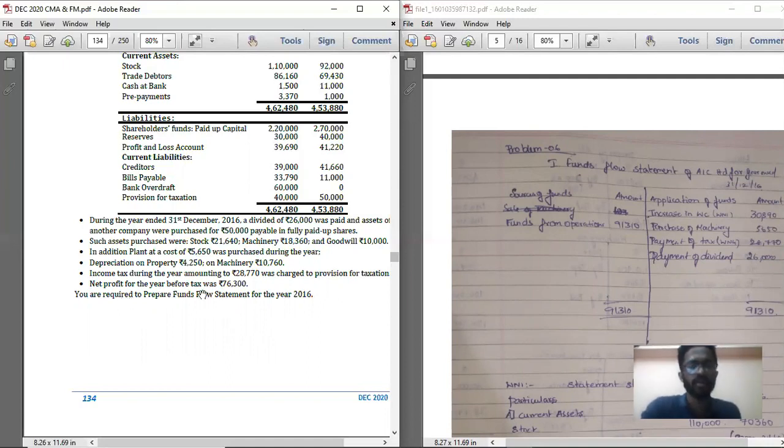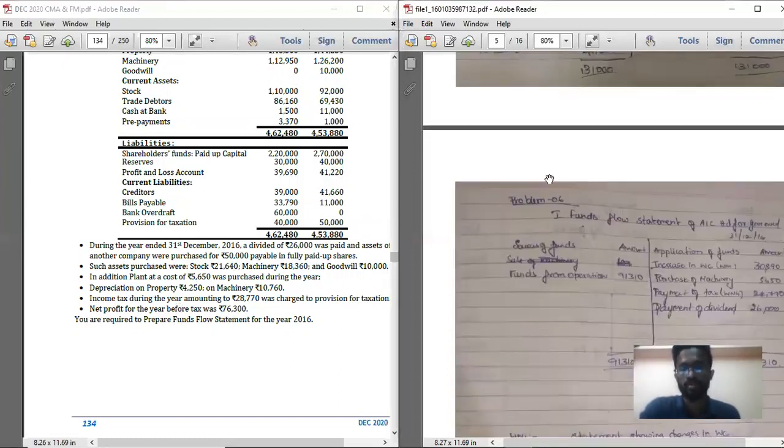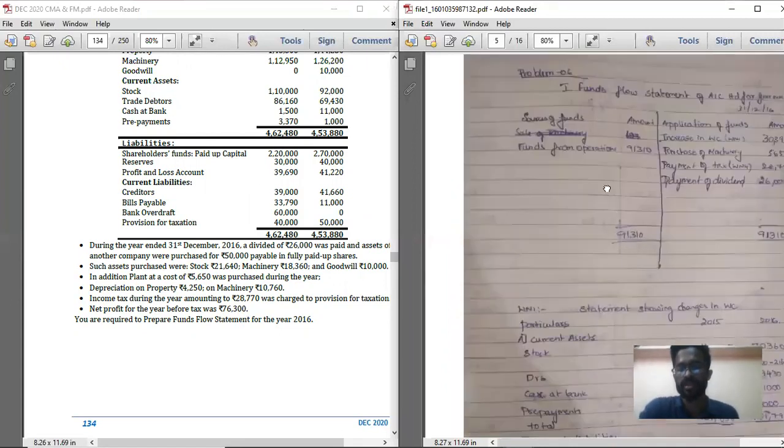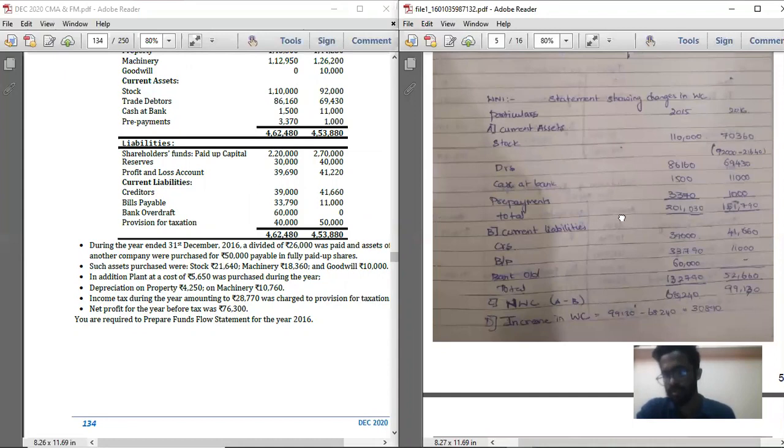Then net profit before taxes 76,300. So net profit before taxes 76,300. So you should calculate what is the changes in working capital by copying all the current assets. Okay, what all the different current assets they have mentioned, current liabilities they have mentioned. Copy it, but don't take this provision for taxation because a separate account should be created. So there is increase in working capital of 30,890.